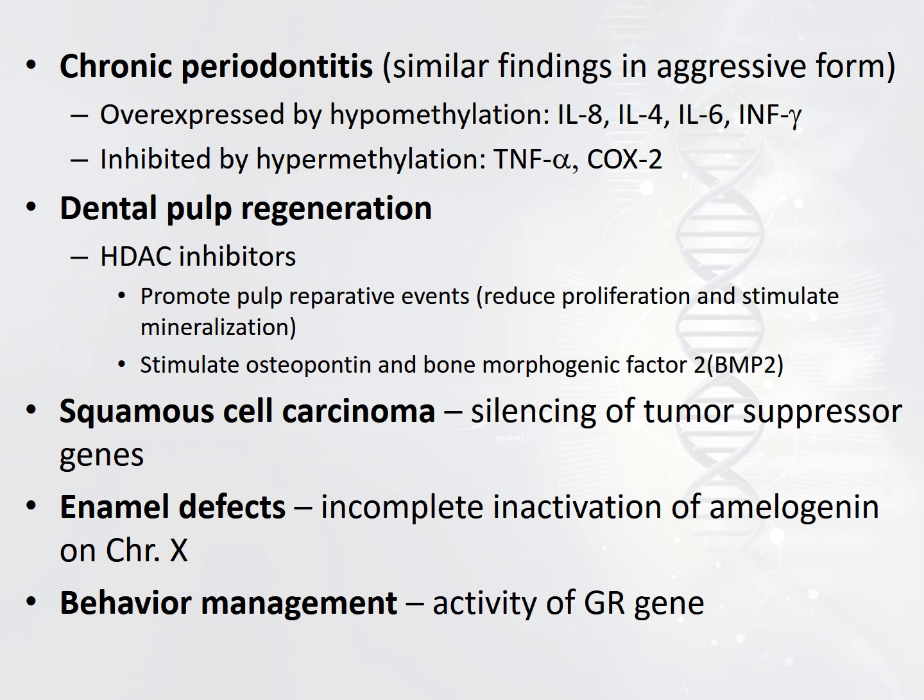Another interesting area where epigenetics can correlate with dentistry is in enamel formation. Amelogenin, which is one of the major players in enamel formation, is a gene that resides on chromosome X. So if there is incomplete inactivation of one of the X chromosomes, the levels of amelogenin are higher than normal, and that translates into defects in enamel formation.